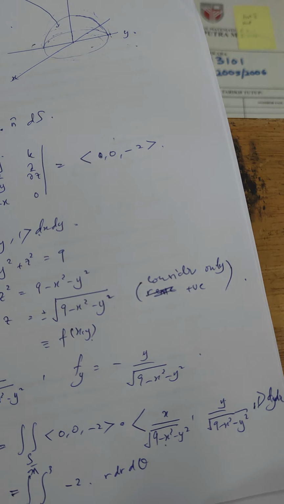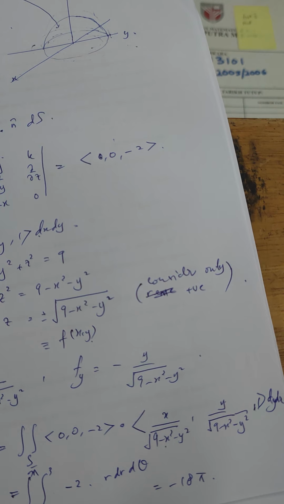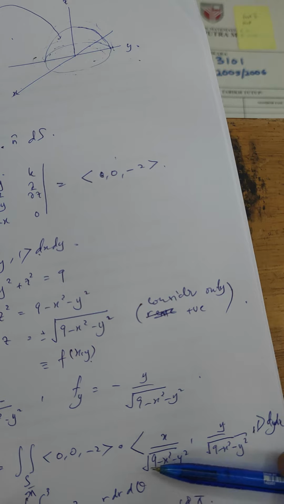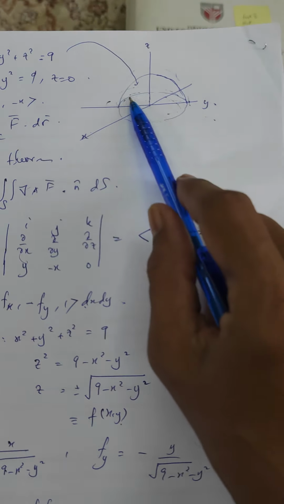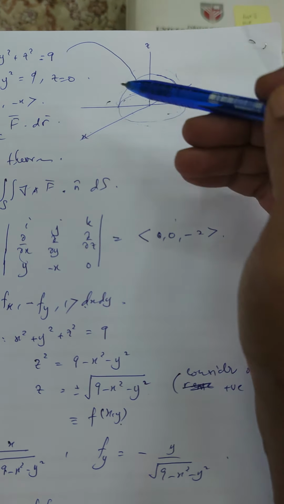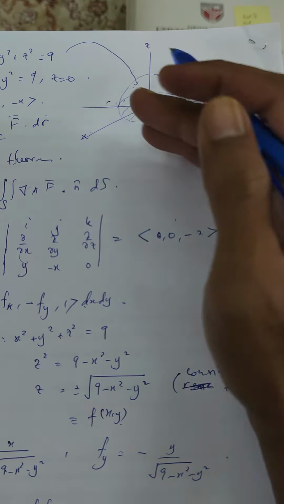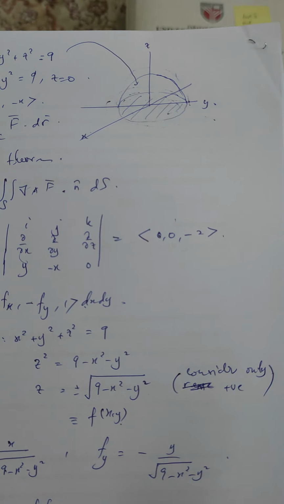Right, then this gives you minus 18 pi. So hope that you can understand this. We choose polar coordinates here because the integration involves x squared, y squared. The region of integration is on the xy plane, and it is a circle. So that's why we change to the polar coordinate. So we got this.